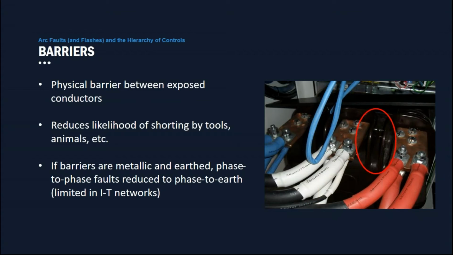Of course, there is an alternate approach where you can have a conducting barrier. Clearly, you need to rework all of your clearances around that. But if that barrier is then earthed, the likelihood of a phase-to-phase fault goes way down compared to a phase-to-earth fault. Of course, if you have a phase-to-earth fault in an earth fault limited network, things are starting to become more manageable.